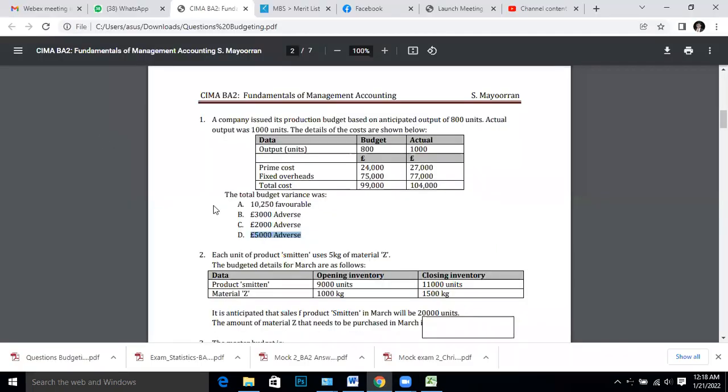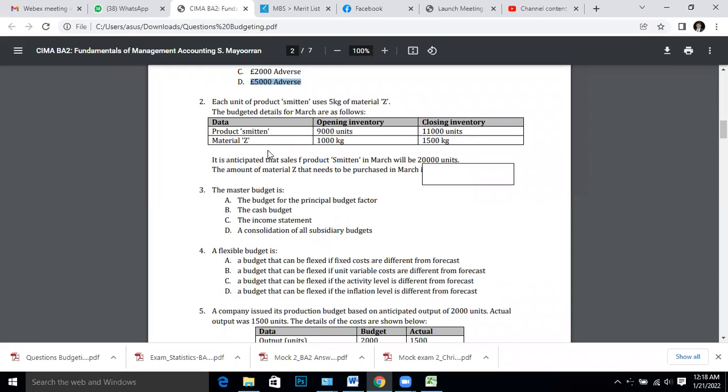Question 2. Each unit of product smitten uses 5 kg of material B. The budgeted details for March are as follows. Product smitten, opening inventory, closing inventory, material that 1000 kg, 1500 kg. It is anticipated that sales of product smitten in March will be 20,000 units. Amount of material that needs to be purchased. So you have to first prepare the production budget. From production budget, then you have to move on to material budget.